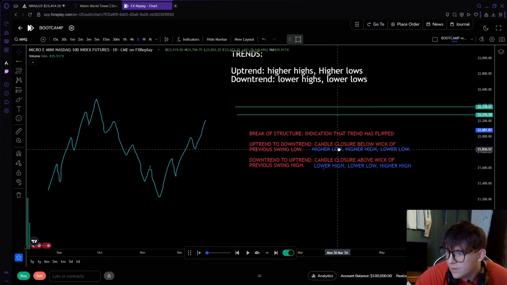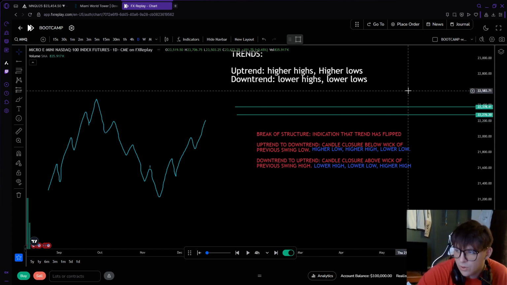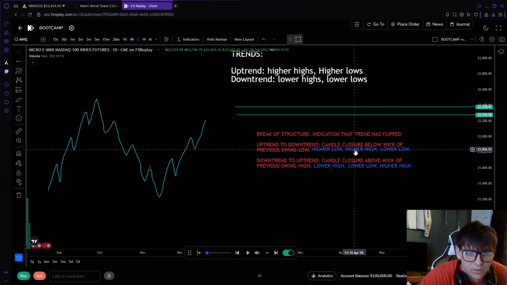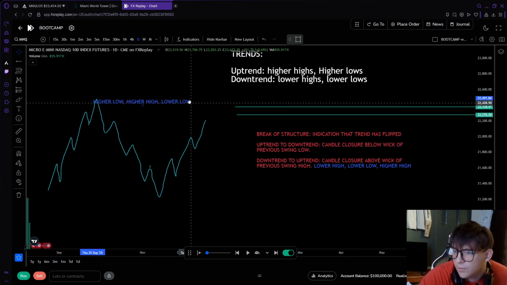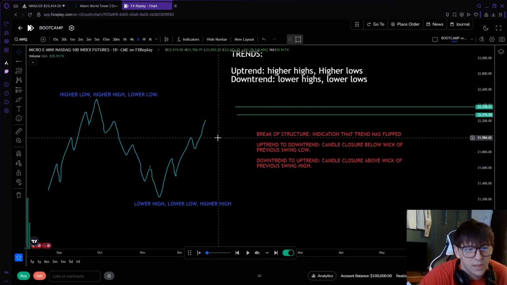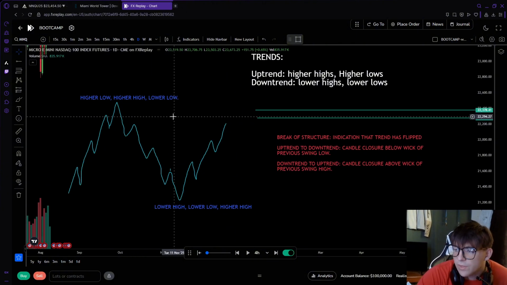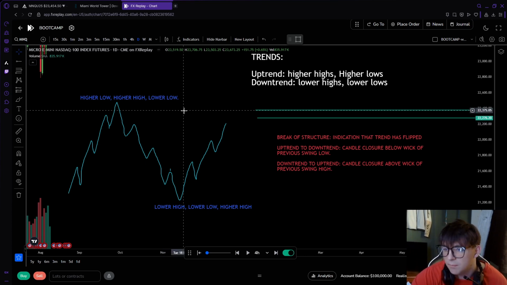A break of structure is an indication that the trend has flipped. So when you are looking for an uptrend to a downtrend, you're looking for a candle closure below the wick of the previous swing low, which is a pattern that will look like this. I'm going to use this blue here because it's a good thing to say to yourself or write down that you're looking for. I'm going to go over the uptrend to the downtrend first, and then the downtrend to the uptrend next.